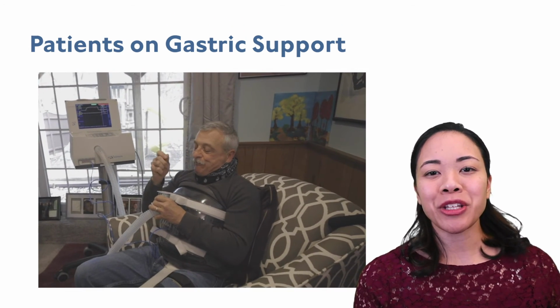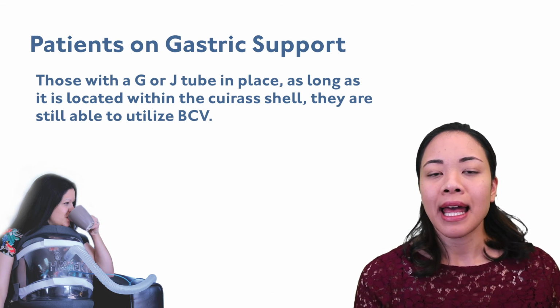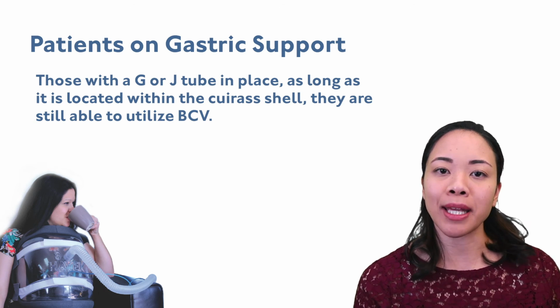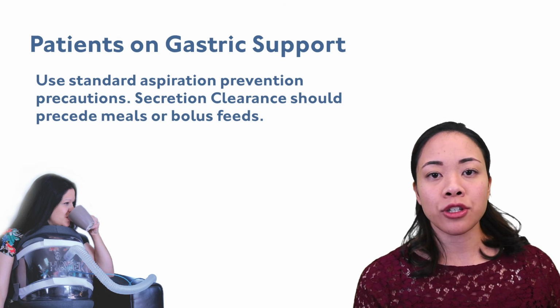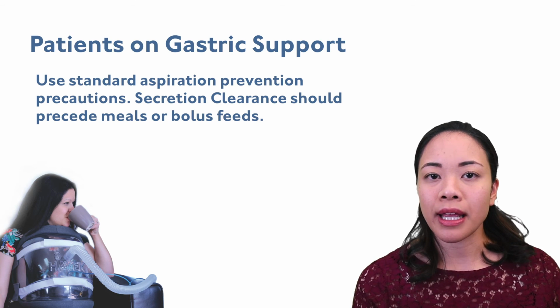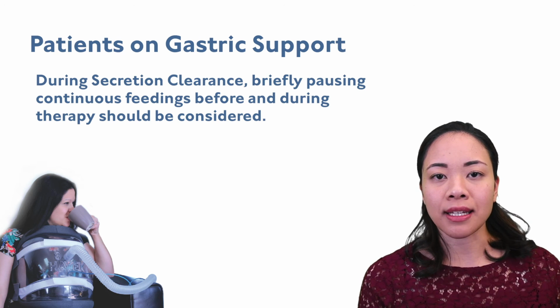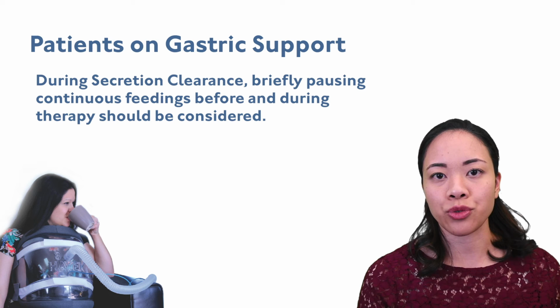As noted earlier and as seen in the picture, patients are able to eat, drink, and speak while using the Cuirass. Also, those that have a G or J tube in place, as long as it is located within the Cuirass shell, are still able to utilize BCV. However, if the patient is using secretion clearance, it should always precede meals and/or bolus feeds. Now, if the patient has continuous feedings, those feedings should be paused when initiating the secretion clearance treatment.